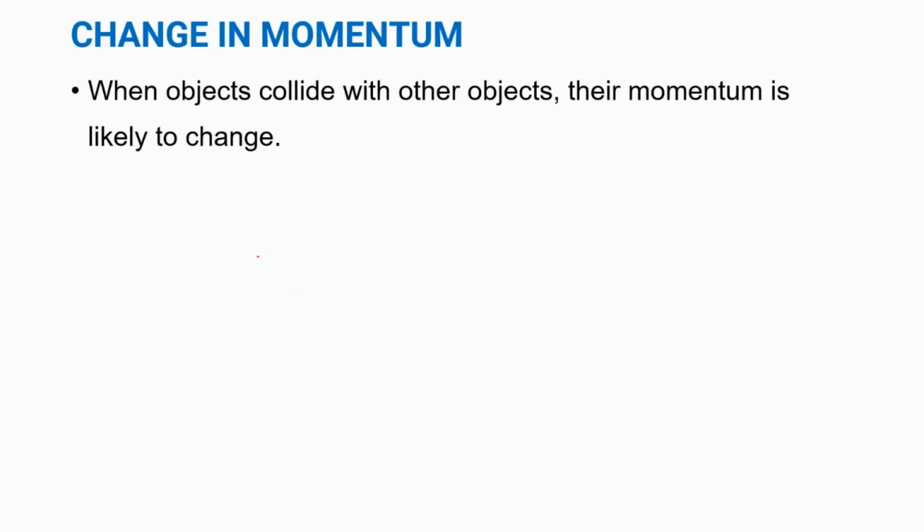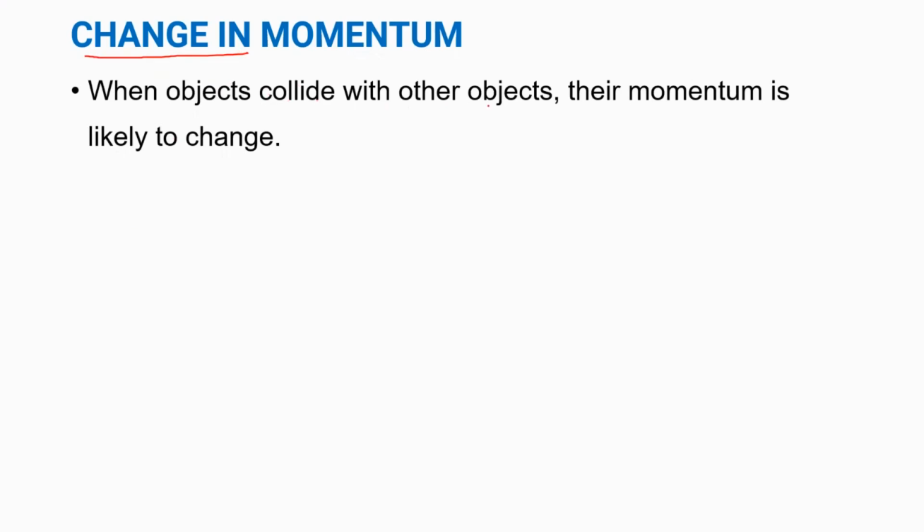Right, in this lesson, we are going to learn about change in momentum. We are just going to concentrate on the change in momentum. Remember, in our previous lesson, we learned about momentum. We said that momentum is equal to the mass of an object in kilograms times the velocity of the object in meters per second. Remember that. So in this lesson, we're just concentrating on the change in momentum.